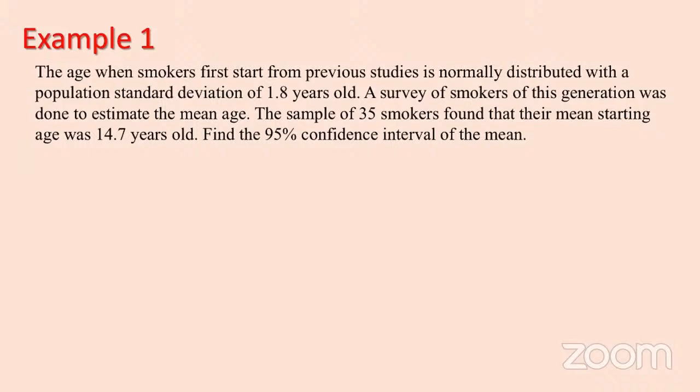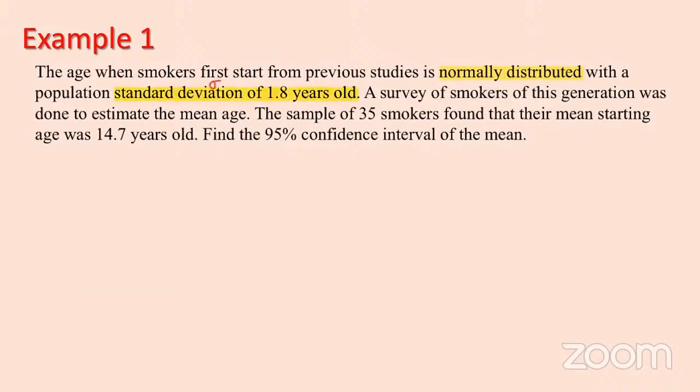So here we want to find the average age when someone started smoking for the first time, right? That's what we are trying to do here. But the information that they have given is in general about the population of the smokers. It is found that the population is normal and the standard deviation is given. Do you see that? So standard deviation is known, just like in our first case. So you can see it's a normally distributed population with a standard deviation of 1.8 years old. So population standard deviation is given.